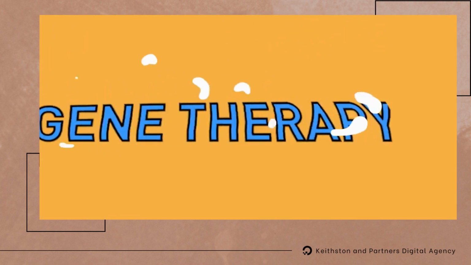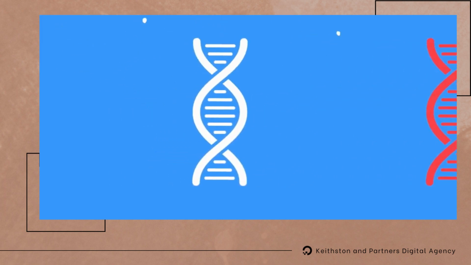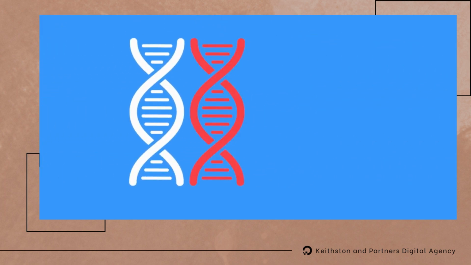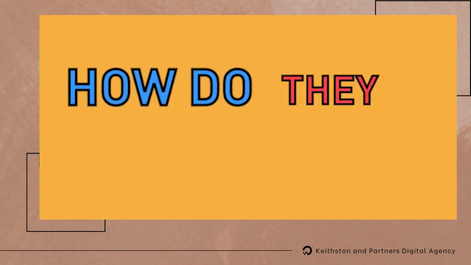Enter gene therapy. Among other things, scientists can replace a bad gene with one that is healthy, add a new gene to perform the function of a defective or missing gene, or they can turn off a problem gene. How do they do it?